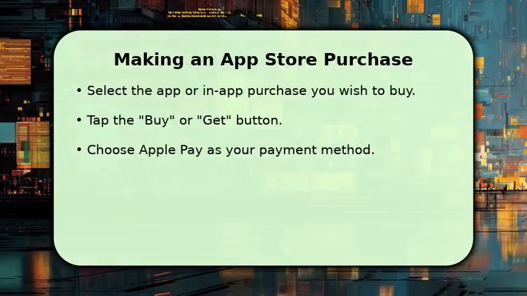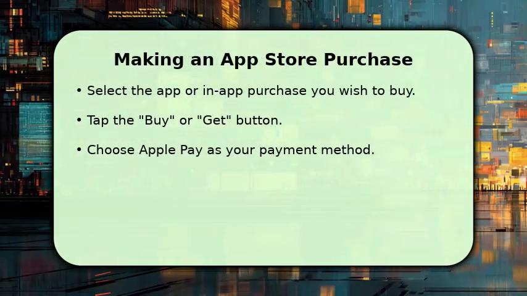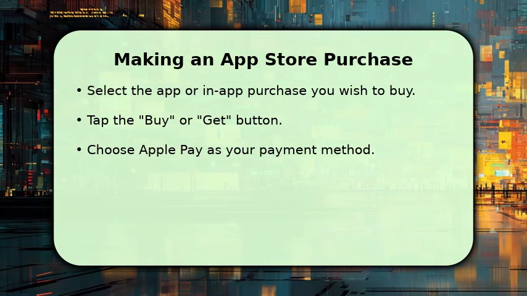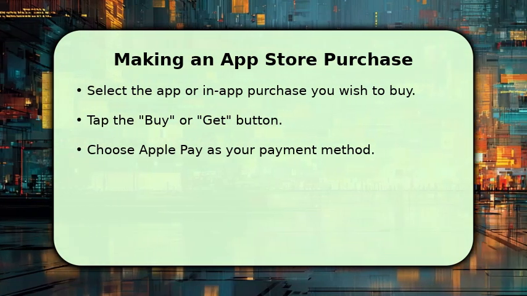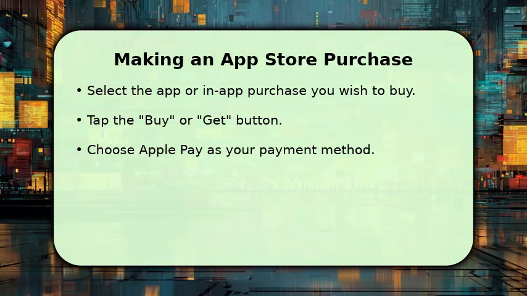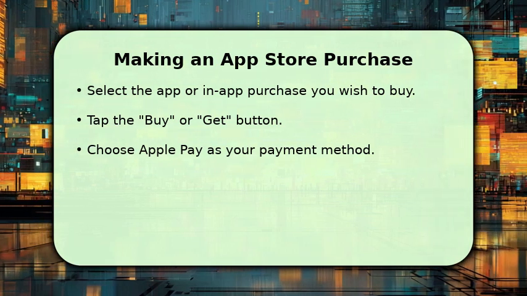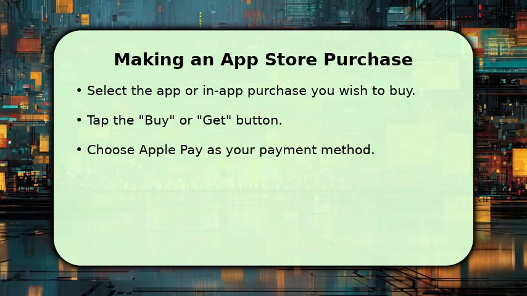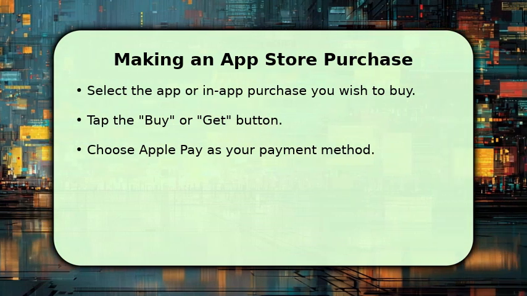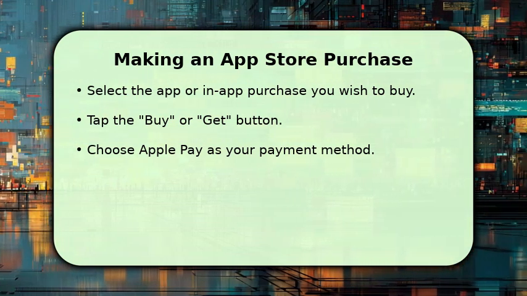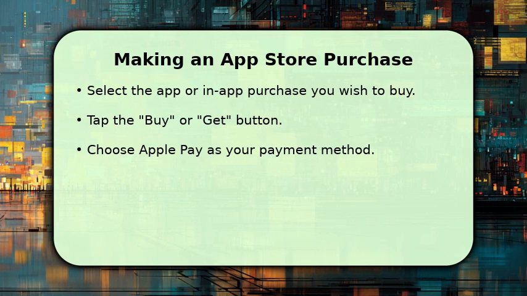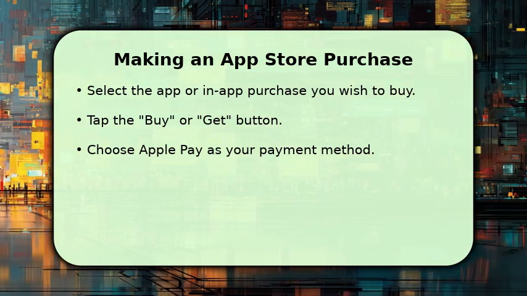Once Apple Pay is set up, making a purchase in the App Store is straightforward. Browse for the app or in-app item you want, then tap the Buy or Get button. When prompted for payment, select Apple Pay. You'll see your default card displayed, but you can easily switch to another card if needed. This process is designed for speed, often completing in under 5 seconds.